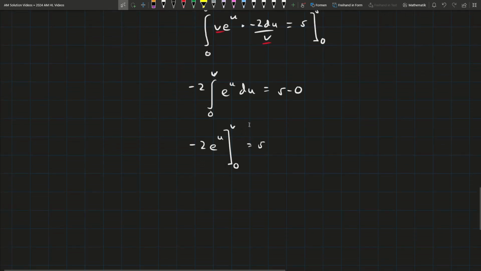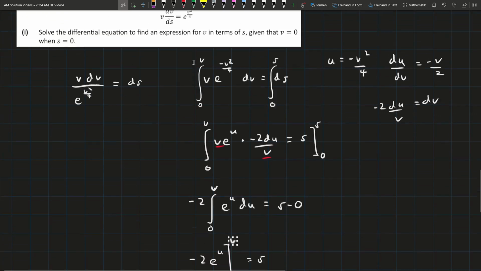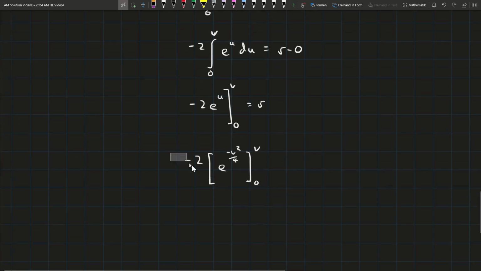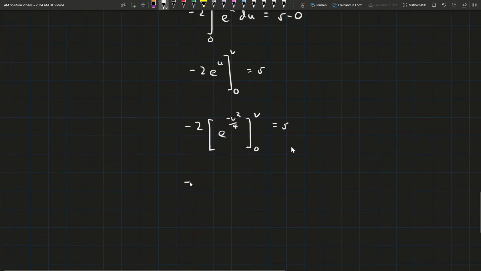Now remember, we can't plug in straight away. These limits were for the v's. So we need to replace this u with a v before we can sub in. So we have minus 2 times e to the power of minus v squared over 4 between 0 and v. Now the reason I've factored the minus 2 out the front is because that's not going to affect this, and it's going to reduce our chance of making an error. So you'll see, I'll show you now, we sub in v, we get e to the power of minus v squared over 4.